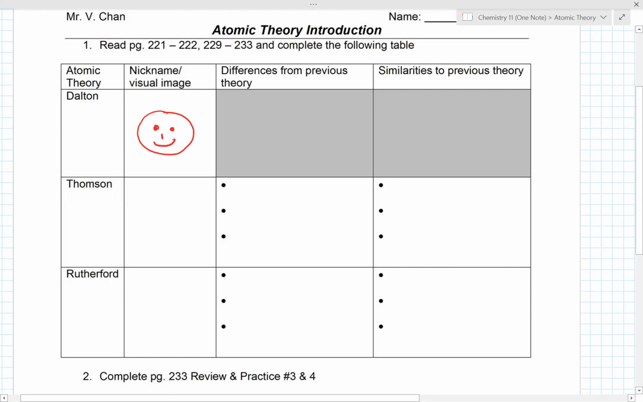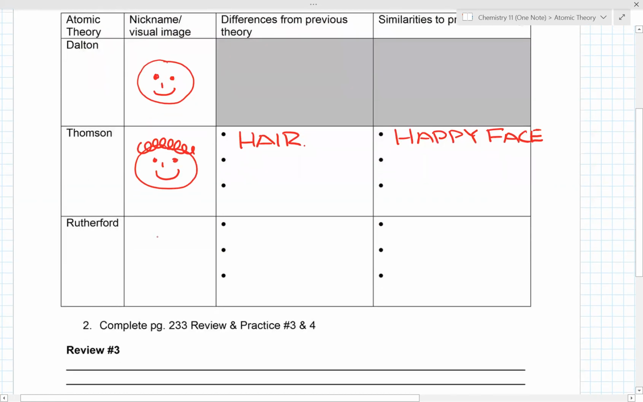You read on, and let's say you read the Thomson model. So you have a happy face. What you would say is the difference from the previous theory. Let's say it has hair, but the similarity is that it is still a happy face. Okay. Rutherford, you might have something like this.